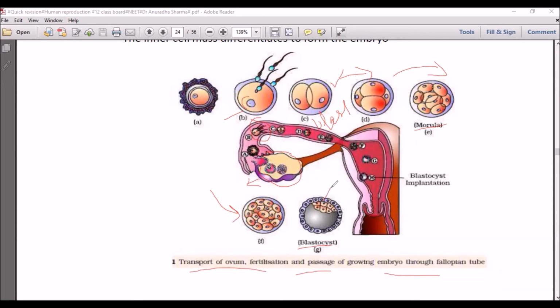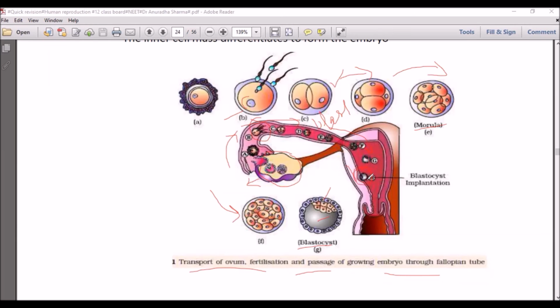The outer layer's purpose is that it will attach to the endometrium for implantation, and this inner cell mass will form the embryo. So this is the entire passage, how this ovum will go from the fallopian tube to the uterus, and this is the endometrium. Now it will enter the uterus and it will be implanted in the uterus.